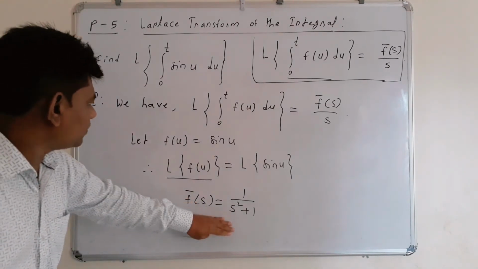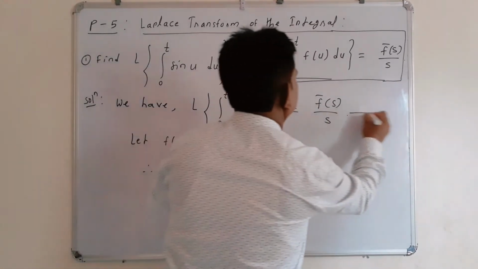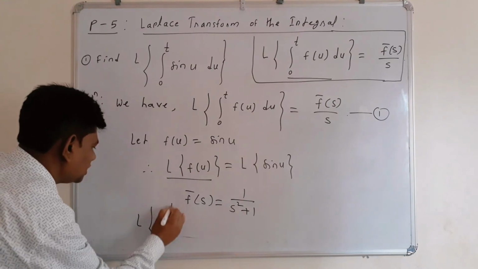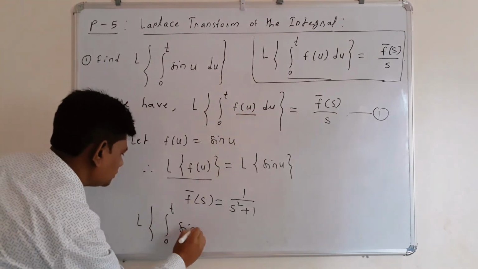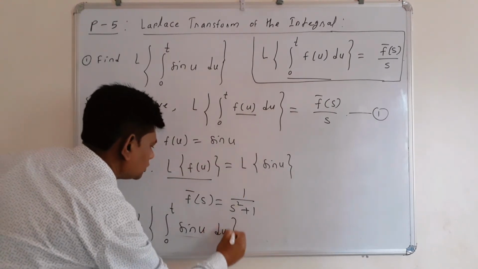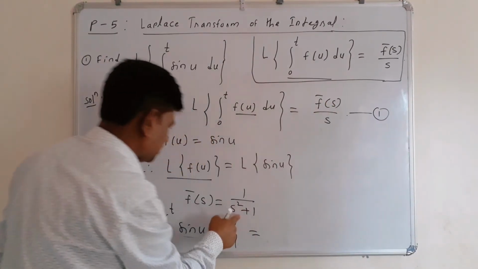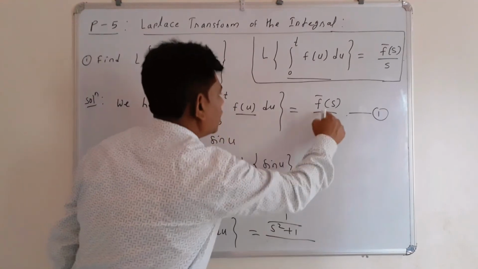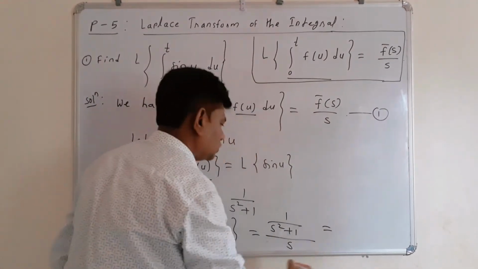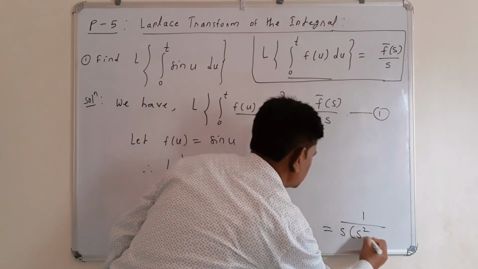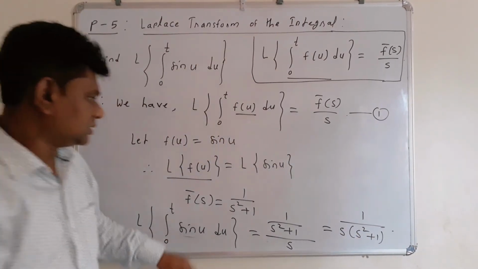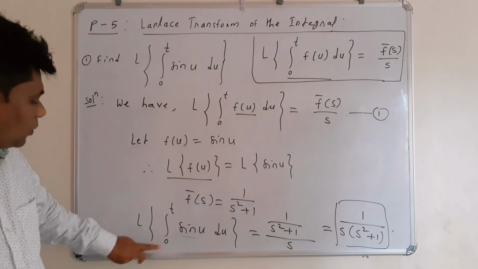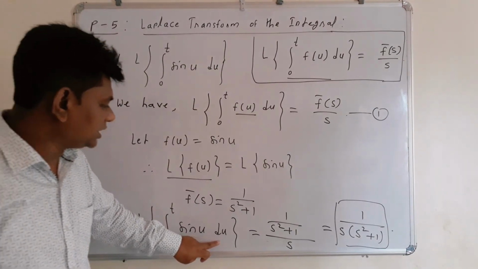Now substituting this f bar(s) and f(u) in equation 1, we get the Laplace transform of the integral from 0 to t of sin u du is equal to 1 upon s squared plus 1, divided by s. So this is equal to 1 upon s times (s squared plus 1), which is the Laplace transform of the integral from 0 to t of sin u du.